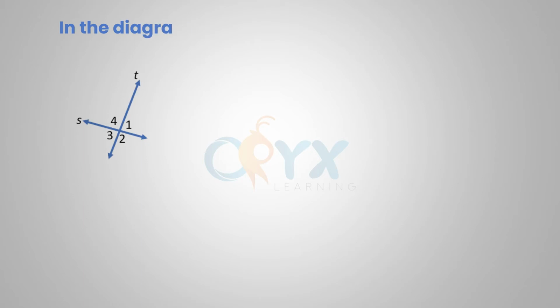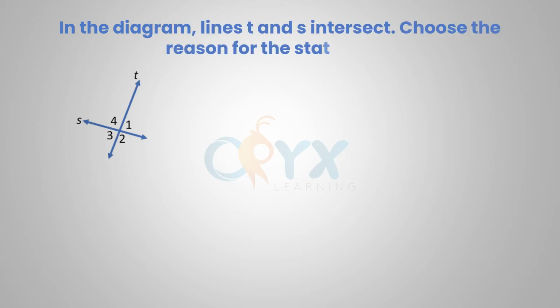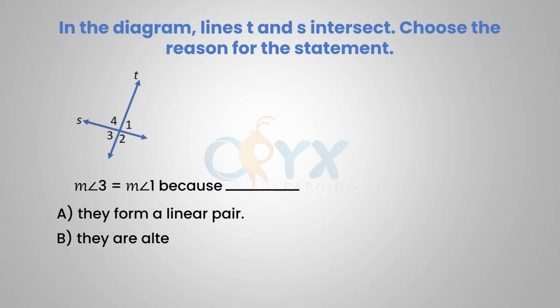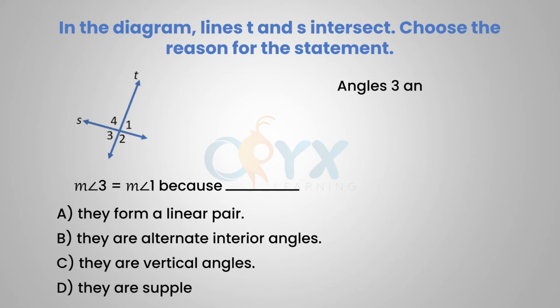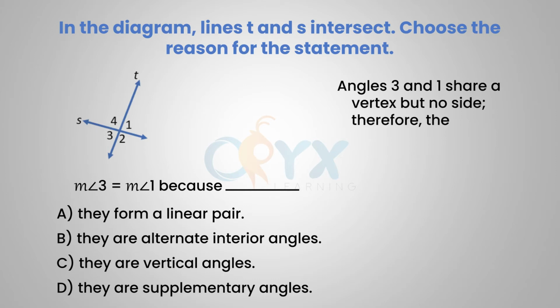In the diagram, lines T and S intersect. Choose the reason for the statement, the measure of angle 3 equals the measure of angle 1, because angles 3 and angle 1 share a vertex, but no side. Therefore, they are vertical angles.